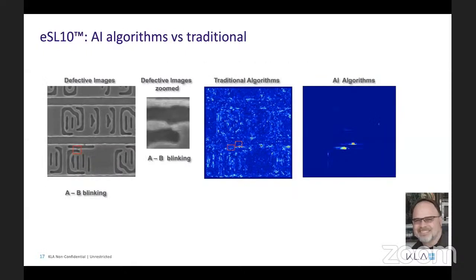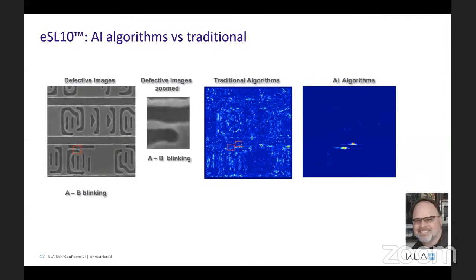So now this shows you another view of that, where we have this blinking image. And what this is showing you is two different chips, the same location, the same pattern on two different chips. And we're just toggling between the two, between a defective one and a non-defective one.